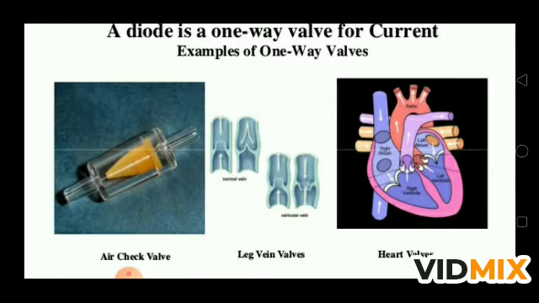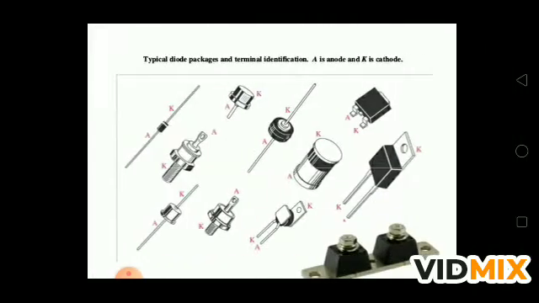So here the diagram is showing the air check valve to prevent the air, as we use in our cycle, motorcycle and the car. When we fill the air, there are valves which prevent the backflow of the air from coming out. The leg vein valve and the heart valve. I'm just giving you the idea of what the meaning of a valve is. So valves are a way to prevent the backflow, and so we are using the PN junction as a diode, and we can say it is a valve also.